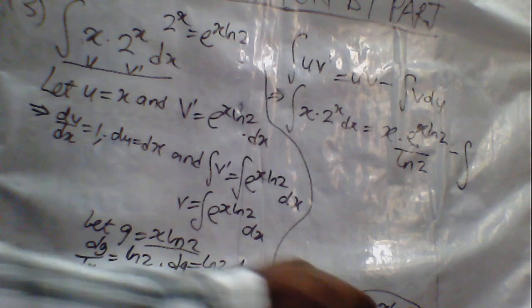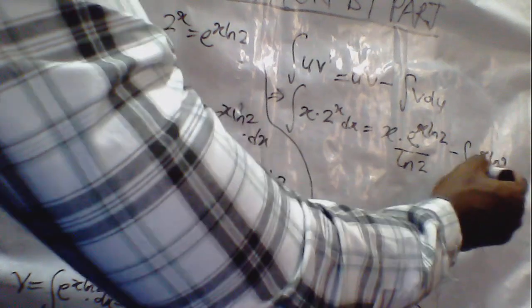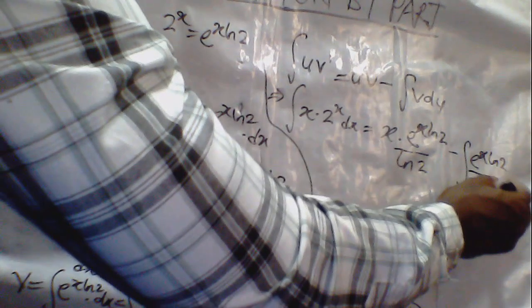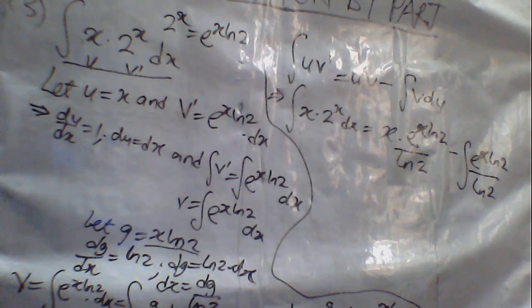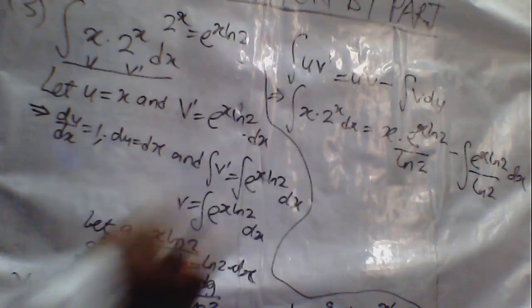So are you seeing it? Minus v. What is v? Our v is the same as what? You put the v again: e raised to power s ln 2 divided by ln 2. du is equal to what? Our du is equal to ds. Is it not? You put it here, ds. So we proceed.